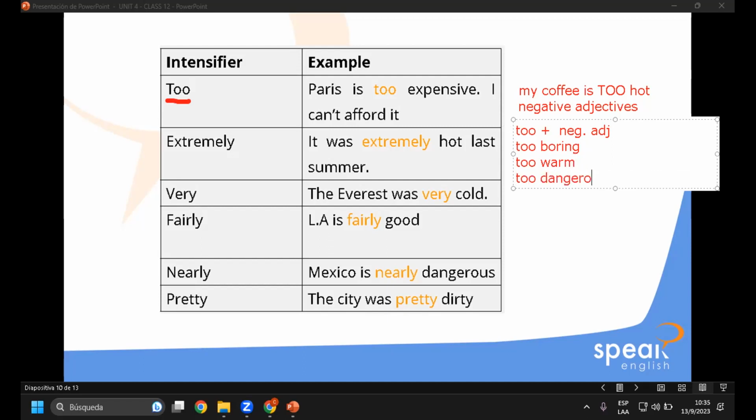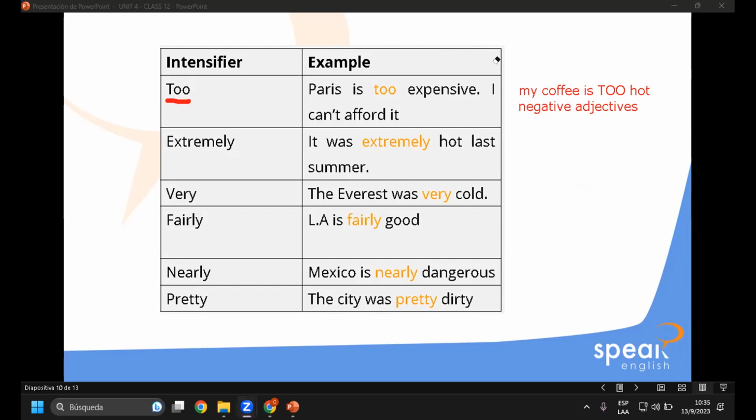Too dangerous. Imagine, can I say, my city is too safe? Can I say that? No. Not really, right? It doesn't make sense. So that is something that you have to remember. Too is an intensifier. It is before the adjectives, and we use it with negative adjectives. All right? Is it clear, everybody? Yes? Okay. Let's continue with the next one.